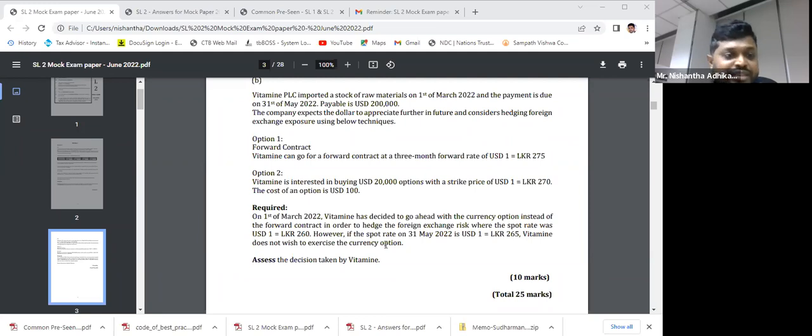Why? If the option is exercised, you have to buy dollars at 270, right? If you buy dollars at 270 for settlement of $200,000, then what would be the total cost? Total cost would be $200,000 US into 270. You have to spend 54 million. Agreed? 54 million. But on the date, if you are not exercising the option, you have to settle the 200,000 contract at 265 each. Value will be 53 million. What is the gain on this arrangement?